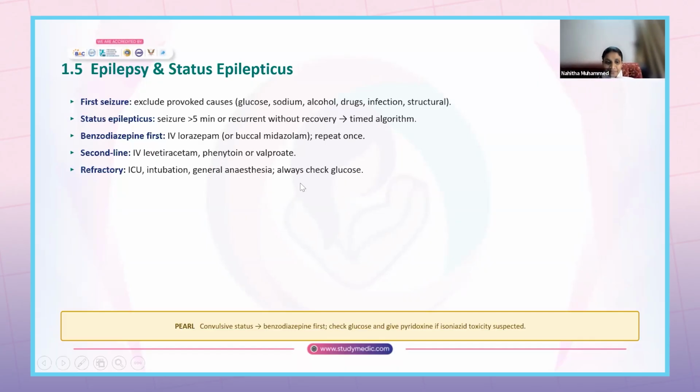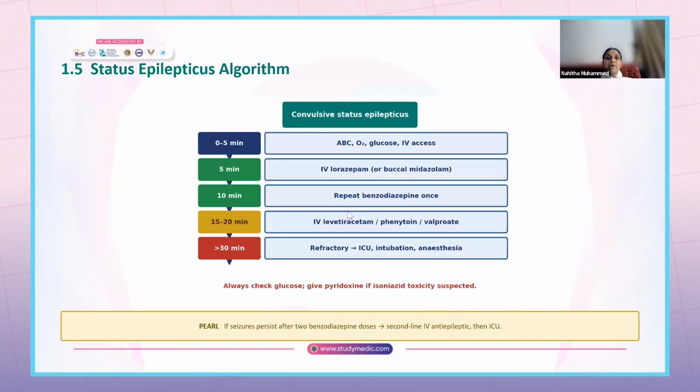So here, in the last line you can see benzodiazepine first. Again, we have to check glucose, and if the patient is taking any drugs like isoniazid, we have to give pyridoxine. So this is the first step. First, airway, breathing, circulation, oxygen, glucose. First, we have to check IV access. First is IV lorazepam. Again, repeat benzodiazepine. Then only we have to go for IV levetiracetam, phenytoin and valproate. Lastly, if it is refractory, nothing is acting on the patient, we can go for intubation and anesthesia.